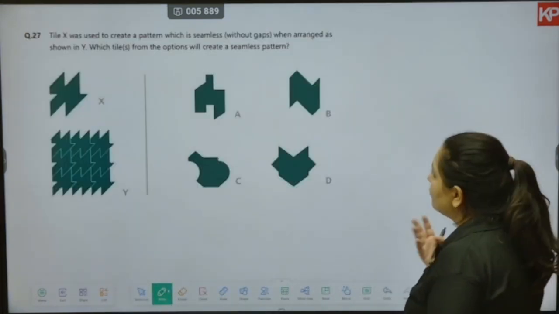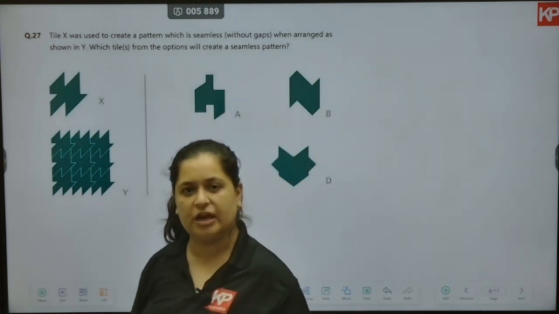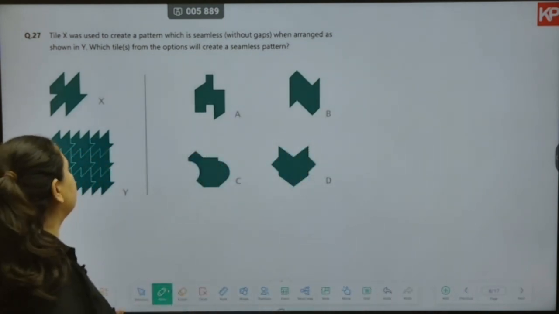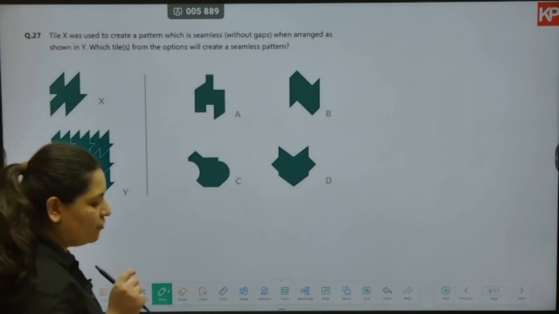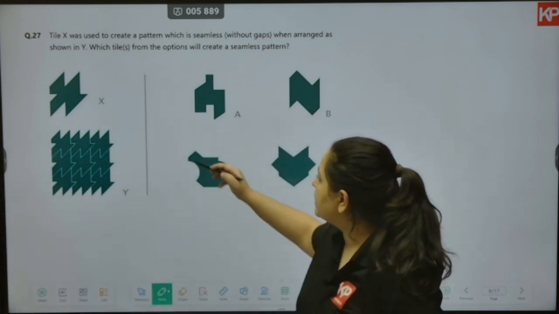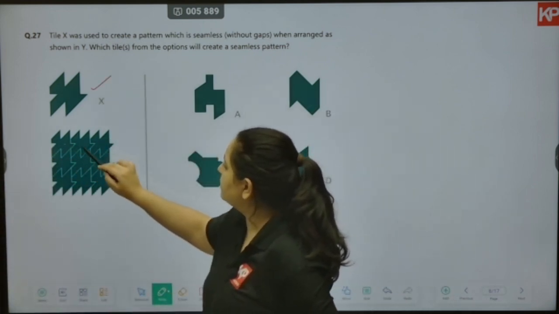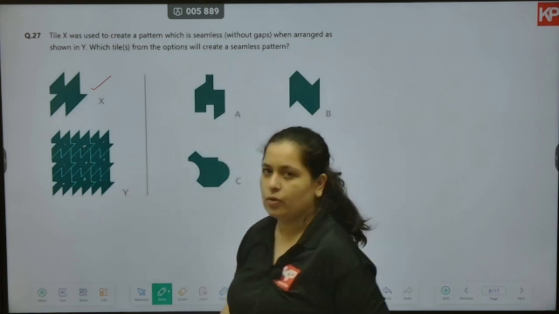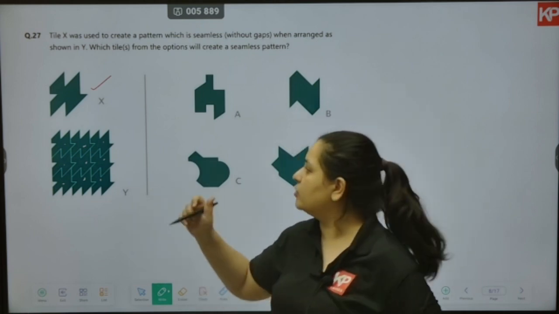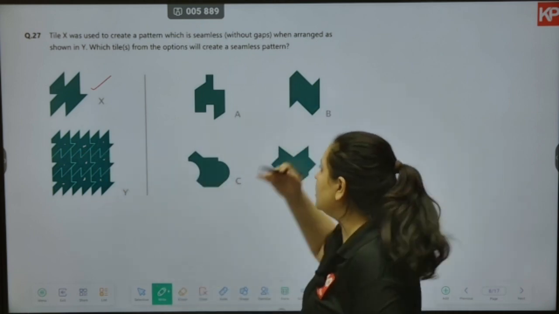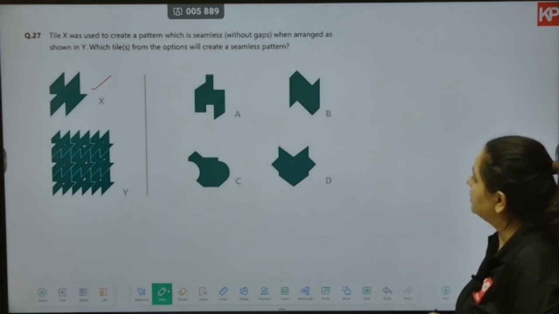Now let us check what kind of questions are usually asked in CEED. Let us try to solve one with the same logic and see whether it works or not. Tile X used to create a pattern which is seamless without gaps when arranged as shown in Y. Which tiles from these options will create a seamless pattern? Now first you have to observe what is given to you. This is the shape that has been given and it has been repeated multiple times. Note that this shape is not rotating anywhere, it is not flipping anywhere. So it is getting repeated as it is.